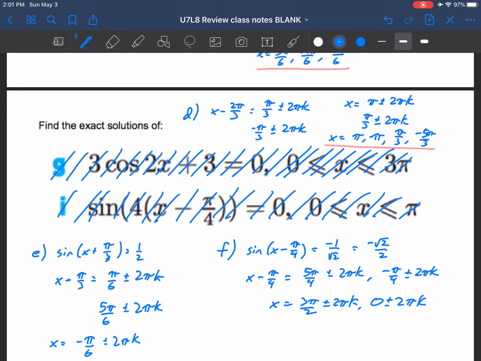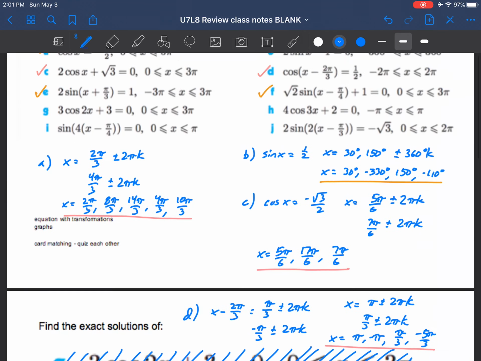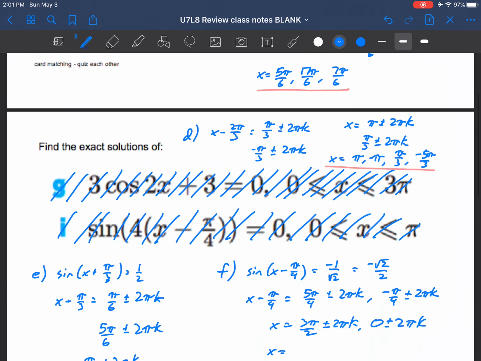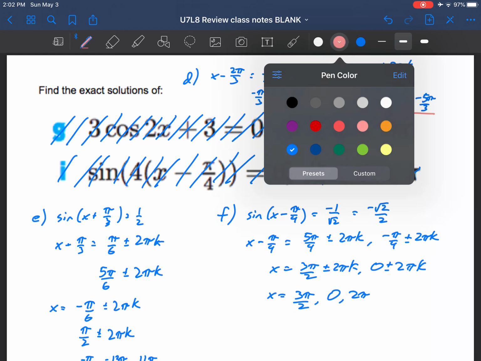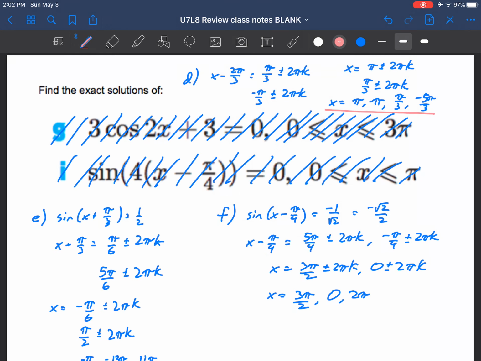Now we got to get the particular solution, which I believe was between 0 and 3 pi. Yep. So let's see, 3 pi over 2, yeah, that works. If I add 2 pi to that, nope, it's outside the range. And then we have 0 and 2 pi. So 3 answers for F.